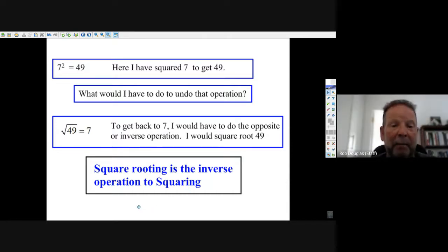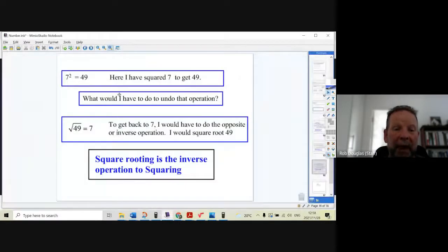And later on, you might imagine if you cube something, multiply it by itself 3 times, the inverse operation is cube rooting. And if you multiply something by itself 10 times, the inverse operation would be taking the 10th root. Well, that's maybe a little hard to think about, but that's inverse operations.